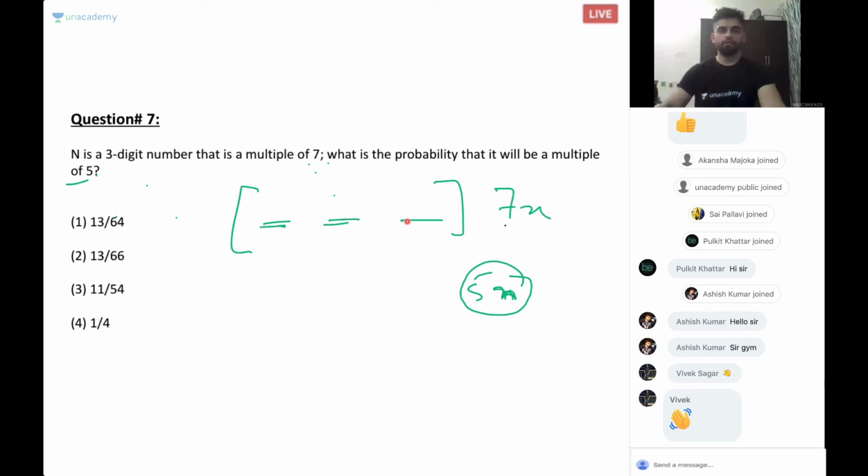Okay, so total number of outcomes or the total number of possibilities is that this number is a 7x form, that is a multiple of 7. Favorable outcomes, favorable possibilities, these are that it is also a multiple of 5. So attempt this question, try it out. Let me know what you think is the answer, or if you have any doubts on the question or the English of the question, the construction of this question or anything.